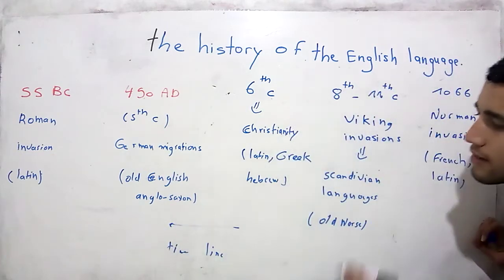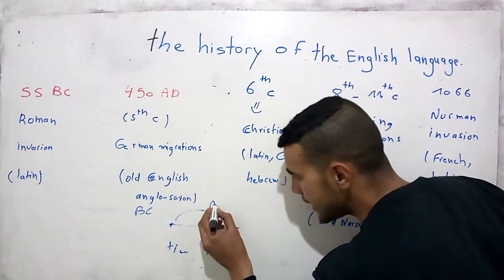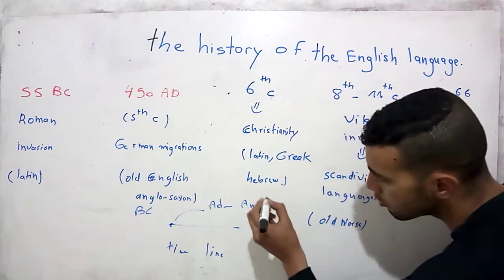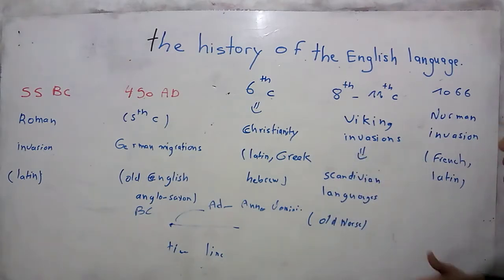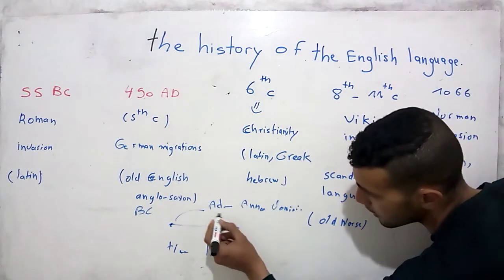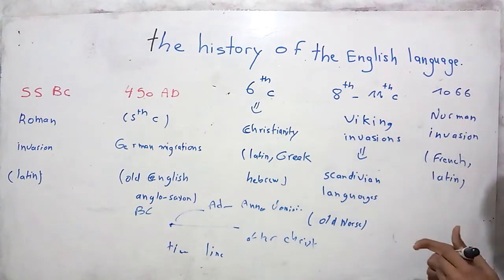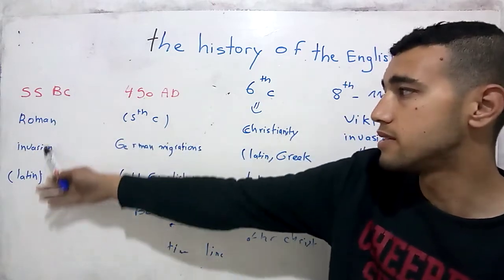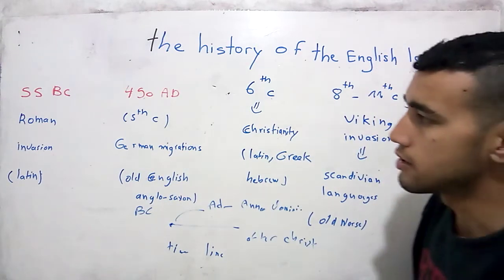After that, pay attention and be careful about the timeline. Here we have BC, and here AD stands for Anno Domini, or the year of the Lord, the period after Christ, peace be upon him. So in 55 BC, we have a Roman invasion, in terms of war between ancient civilizations.